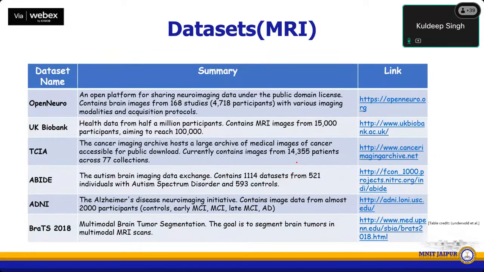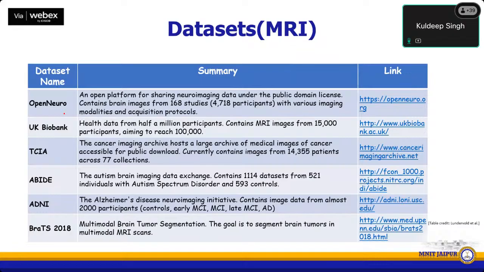Now, coming to some of the public data sets which are being extensively used in developing the models. There are a lot of data sets publicly available for development of your models. You can download these data sets, train or develop your models, and then test the performance of these models. If we talk about the MRI-based datasets, there are n number of datasets like OpenNeuro.